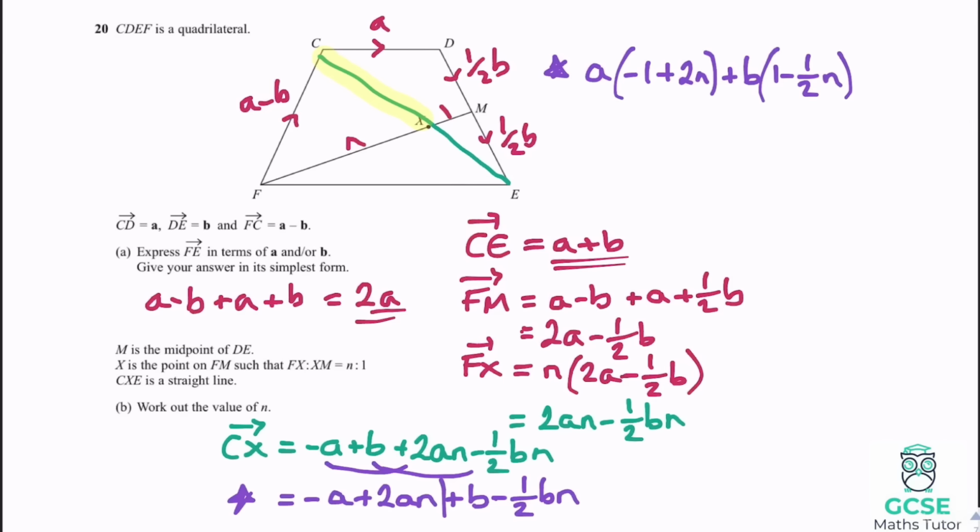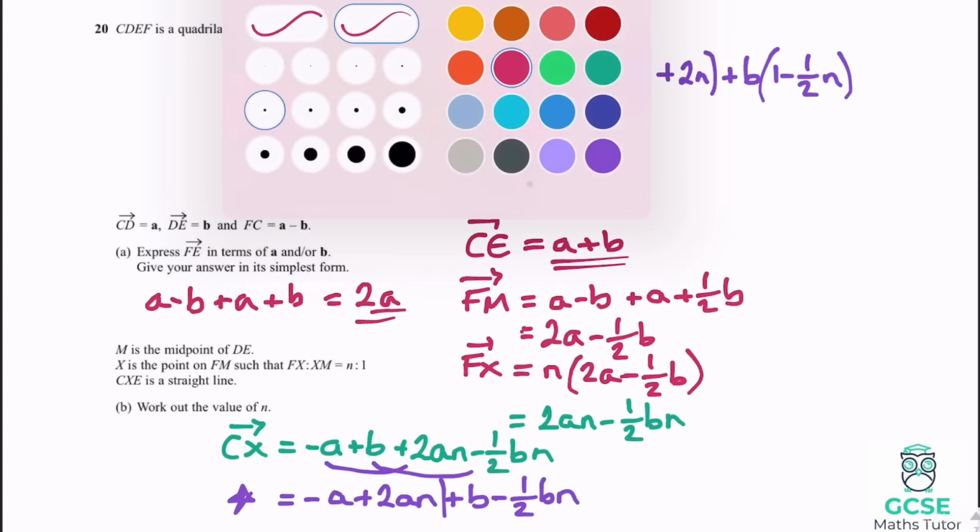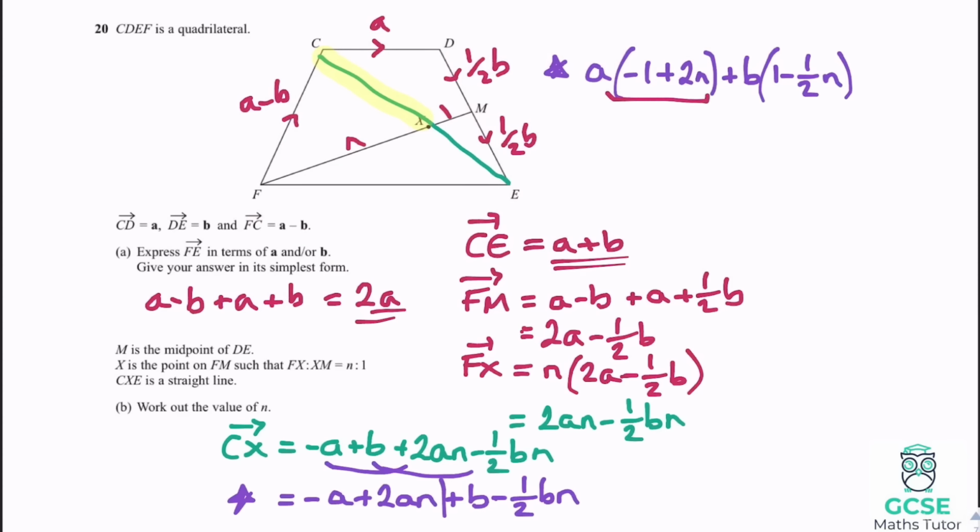There we go. So we've got this a plus b going on there, but we've got these little bracket elements with the a and this little bracket element here with the b. Now, in order to be on the same straight line, which it says it's a straight line, these brackets with a and b have to be the same because it'd be part or fraction of a plus b. So if we say that they are equal to each other, we can write an equation. We can say minus 1 plus 2n has to be equal to this multiple of b, which is 1 minus a half n. There we go.